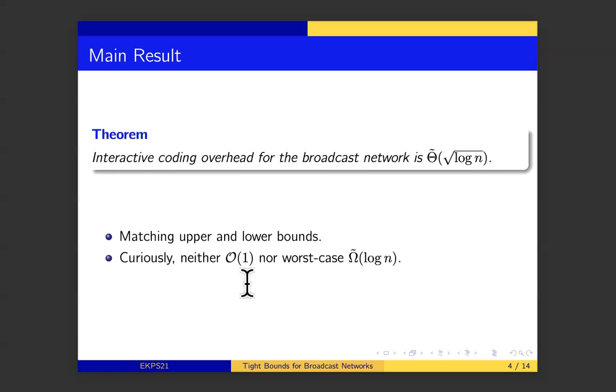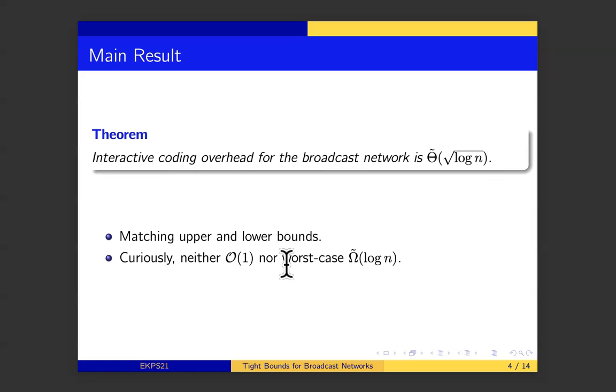One phenomenon is that you have a constant overhead interactive code, which means that basically noise does not affect this channel a lot. You can pay a constant factor in the length of the protocol, and you can get a noise resilient version of any protocol you want. And these are the first type of channels, which are easy when it comes to making protocols noise resilient. The other type is channels that have a log n overhead.